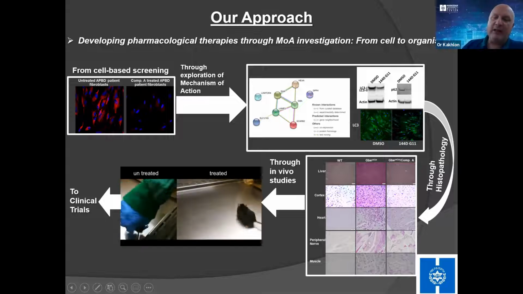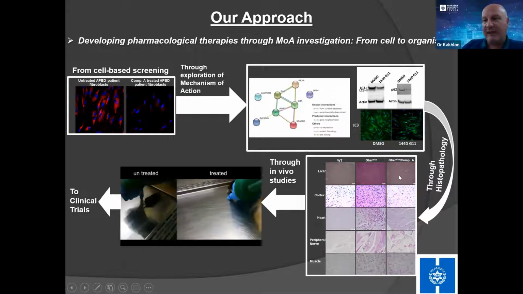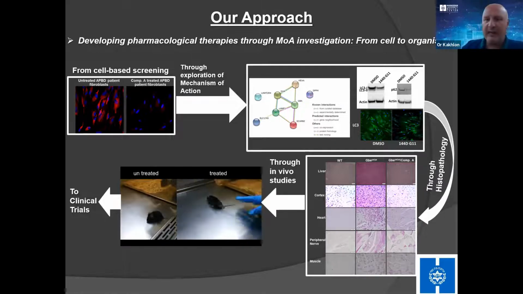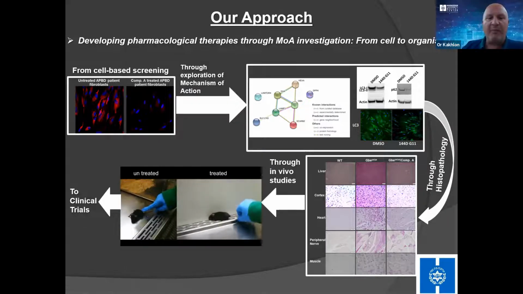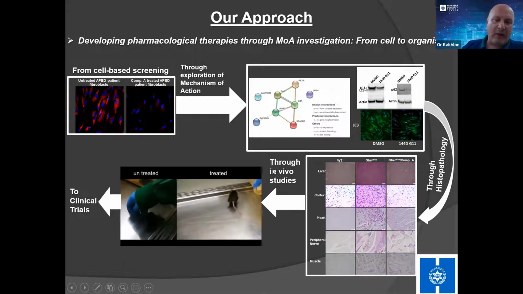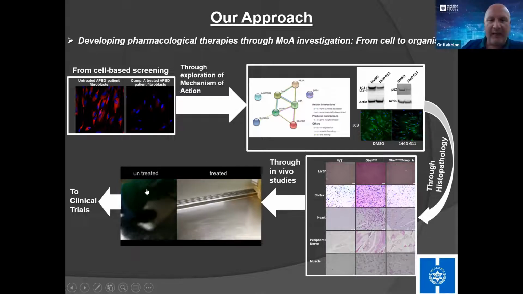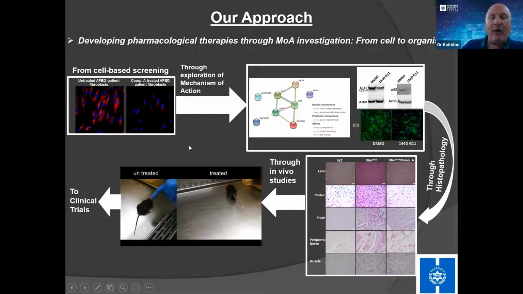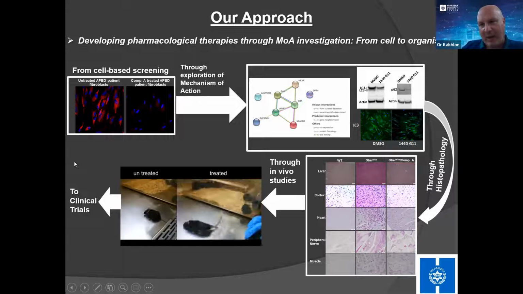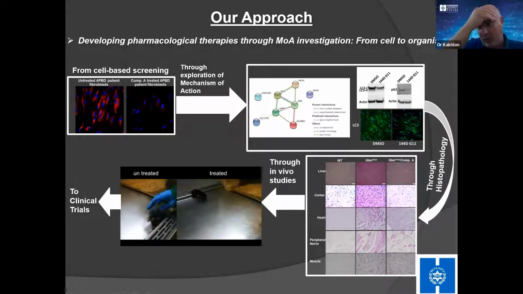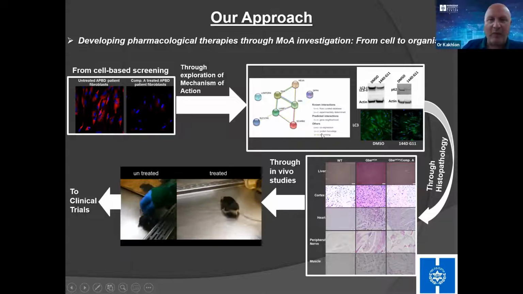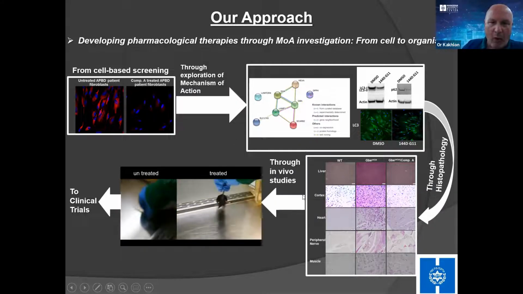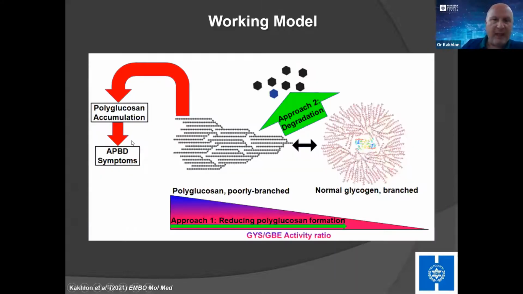And only then do we go on to see if it affects the histopathology in the disease. I'm showing here APBD, but again, this is the general approach. And then we go through in vivo studies. You see an example here. And only then we go to clinical trials. So this is our general approach. It doesn't have to follow the timeline, but we do require from ourselves that we go through all these steps.